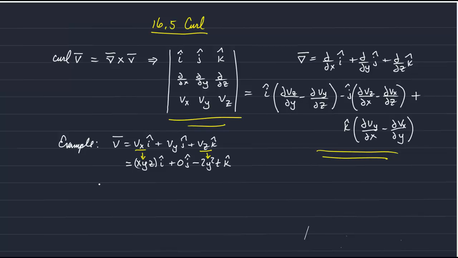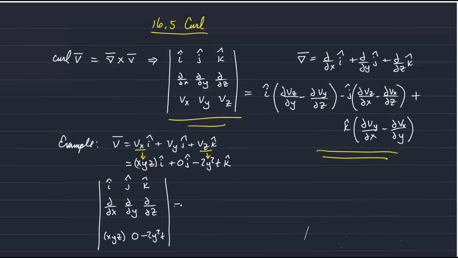evaluating the curl of this, again, I don't like to memorize equations. It's easier for me to remember how to set up this matrix and take the determinant. And again, Vx is xyz, Vy is 0, and Vz is minus 2y squared t. And when we take the determinant of that, we get i hat times the derivative with respect to y of minus 2y squared t, and that gives minus 4yt.